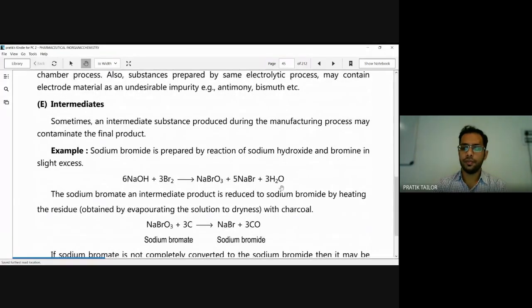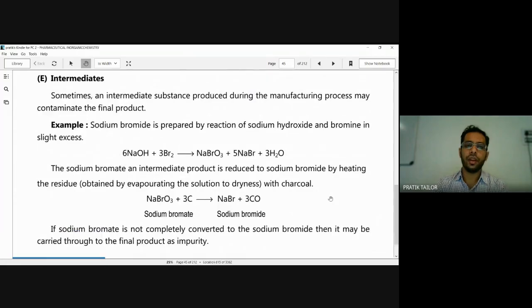Intermediates which are formed. So you are using a manufacturing process, you are trying to manufacture something by using some ingredients, but your final product is forming in a multiple stage reaction. These are the ingredients, some reaction number one, reaction number two. Now whatever is formed over here is called an intermediate, and if your intermediates are carried forward to your final product, then it will have impurity.